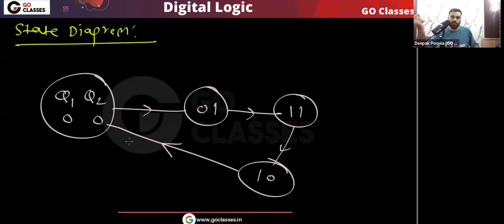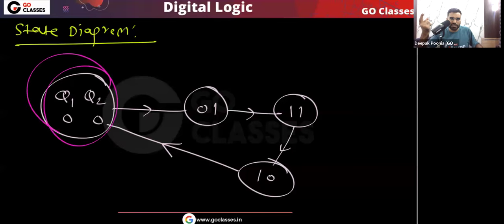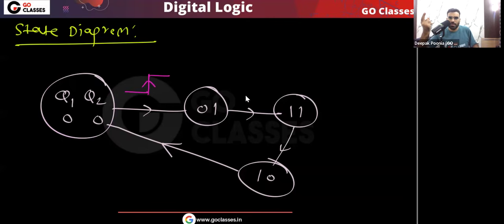You can see both the D flip flops are positive edge triggered. So if the present state is 0 0, then at the next positive edge the state will become 0 1. If the present state is 0 1, then at the next positive edge the state will become 1 1. If the present state is 1 1, then at the next positive edge the state will become 1 0. And if the present state is 1 0, then at the next positive edge the state will become 0 0. This is what it means.